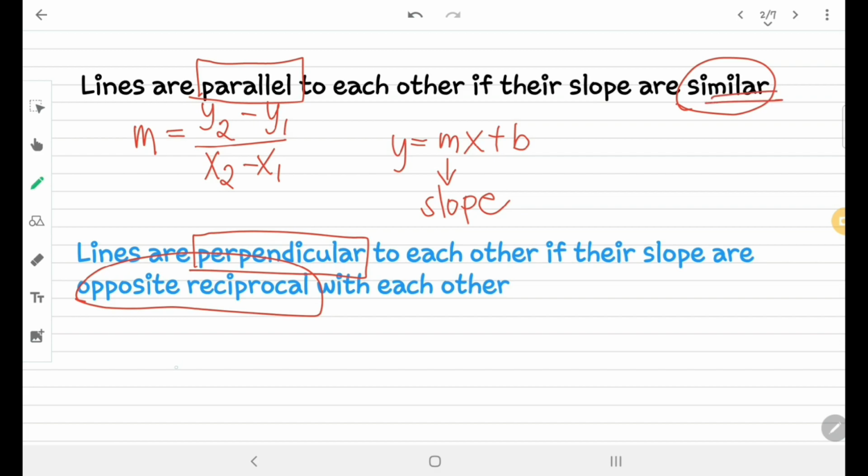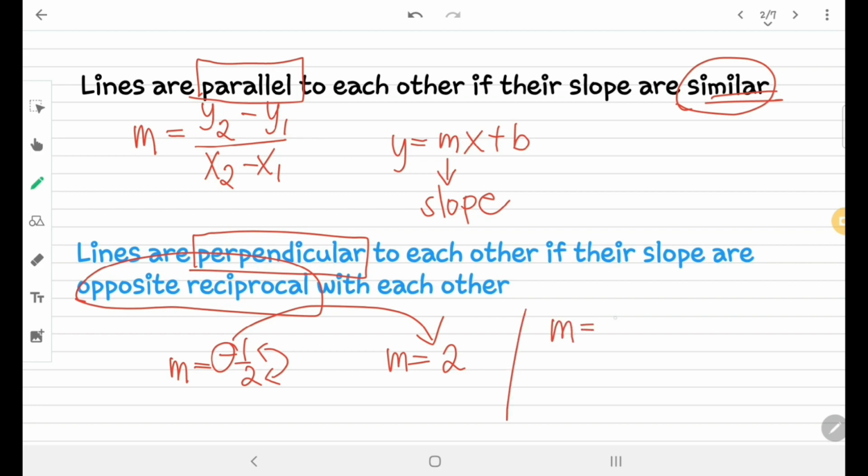Kapag opposite reciprocal, kapag ang slope ng isa ay negative 1/2, dapat yung slope ng isa ay 2. Kasi, kabaligtaran daw ng sign, isa negative, dapat yung isa positive. Tapos, dahil nasa denominator yung 2, reciprocal naman yan, pagbabaligtarin lang to. So, 2. Another example, kapag yung isang slope ay, halimbawa, 3/2. Para perpendicular sila, yung slope ng isa ay negative, kasi positive to. Tapos, pagbabaligtarin pa rin ito. So, negative 2/3. Remember, kapag walang denominator, 1 yung denominator niya.